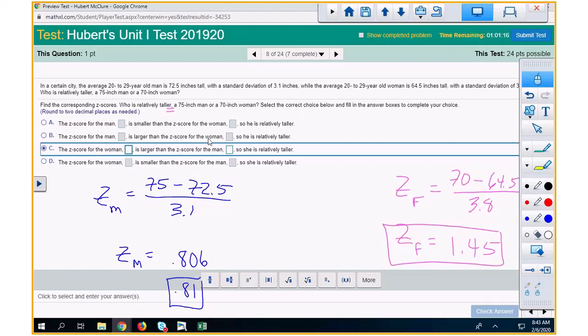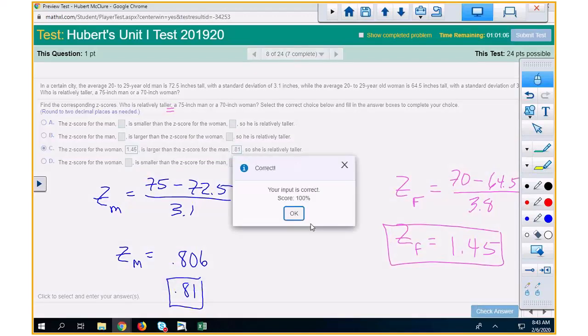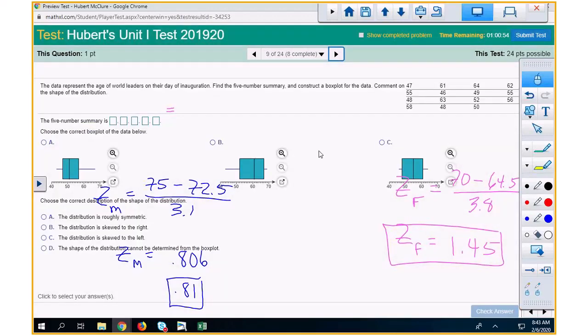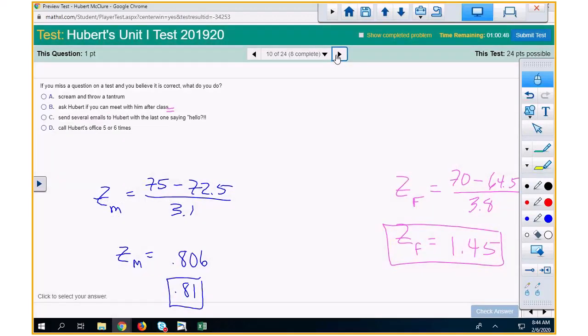Z-score for women is 1.45, which is larger than the Z-score for men, 0.81. And we feel good about ourselves. So there's your Z-score question. I told you you were going to have these and your mean, median, all that stuff, 80% of the test. There's your five-number summary. We'll go back to that one if we can.